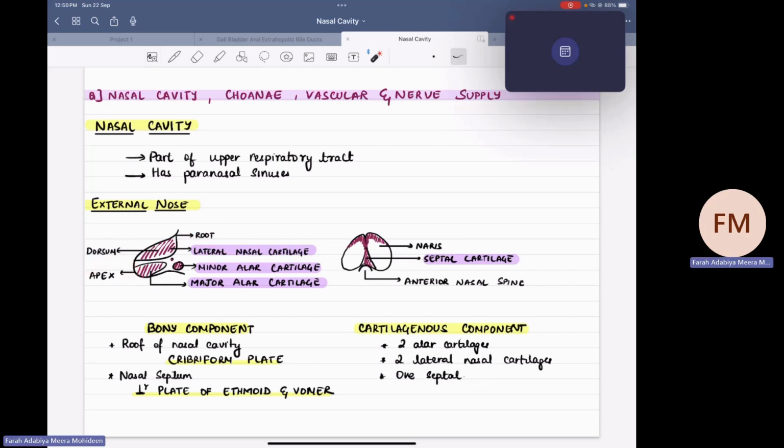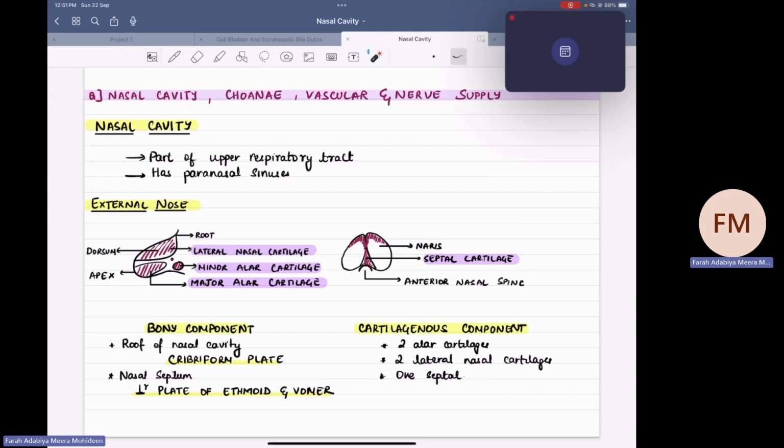right? And it has four cartilages that you can talk about: your lateral nasal cartilage, minor alar cartilage, major alar cartilage. Alar meaning like wings. And then you have your major septal cartilage that forms your nasal septum. Okay, so for the external nose, these are the two diagrams that you can maybe draw or even just explain in terms of using words.